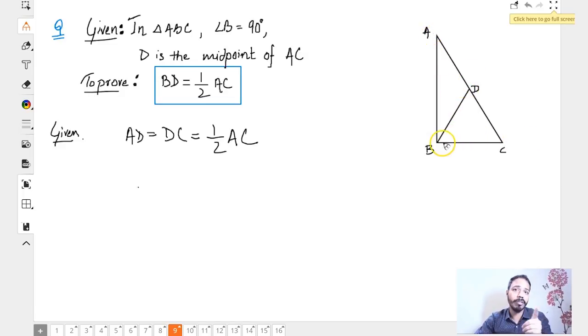That means if I can prove that this BD is equal to this, then my job is done, right? So how do I prove that this side is equal to this side? Now take some time, think about it, right? And then I will solve it.